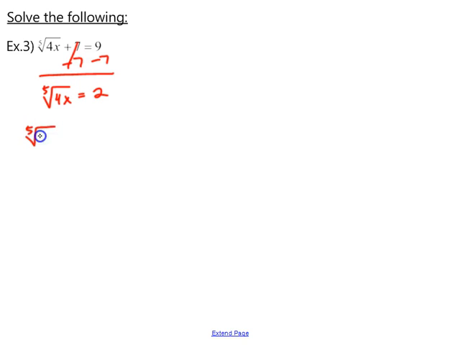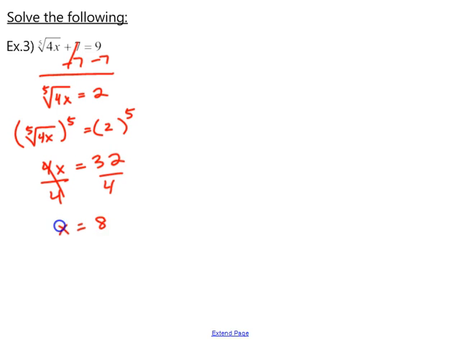So if we take this side and this side and raise them both to the fifth power, the fifth root and fifth power will cancel out. So we're left with 4x. 2 to the fifth is going to give us 32. Now we can solve for x. Divide both sides by 4, and then we have x is equal to 8.